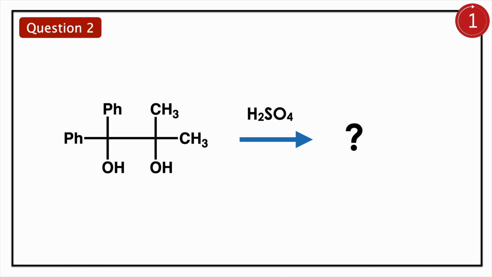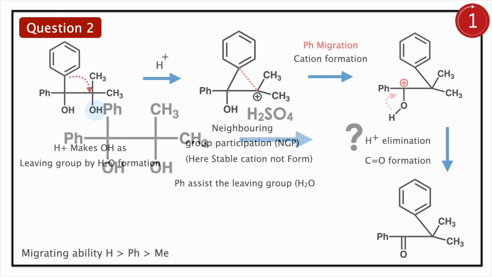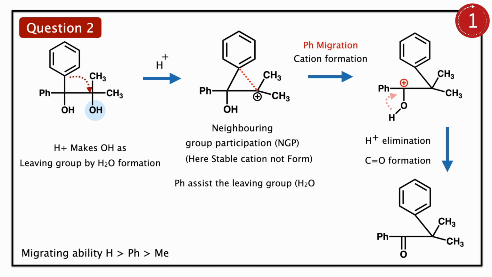Then the next question: you have an asymmetrical diol, one side with phenyl, another side with methyl, two alcoholic groups. You are using sulfuric acid. You should find what the final product will be.